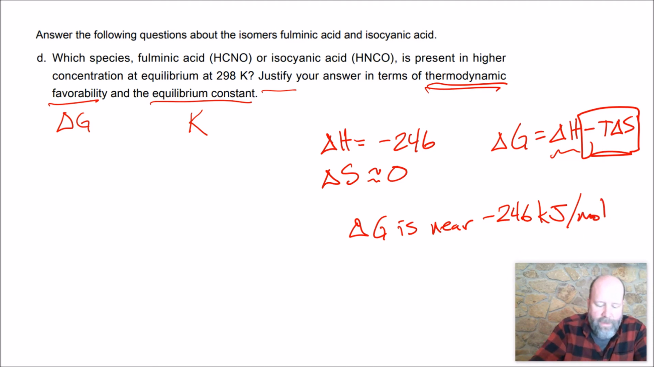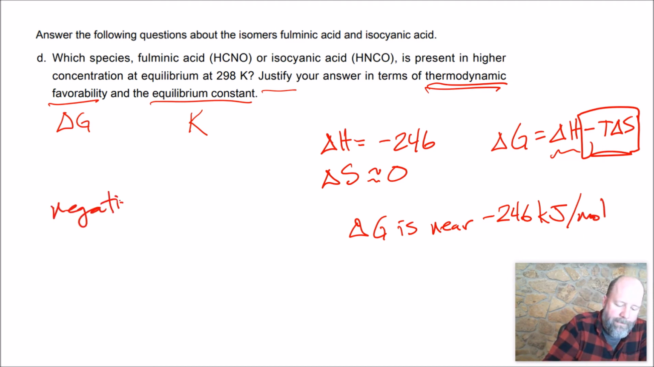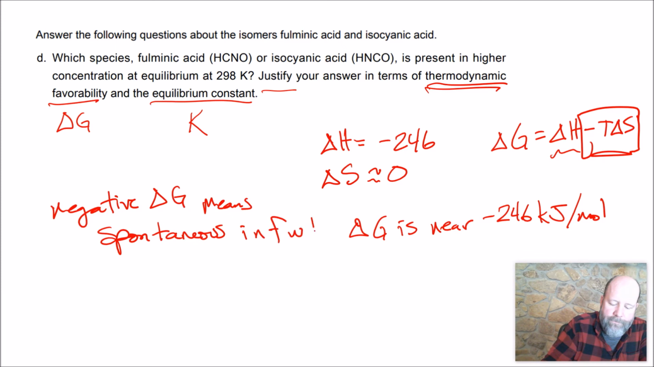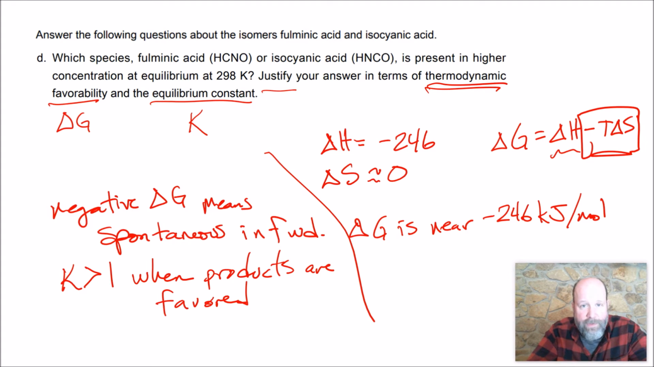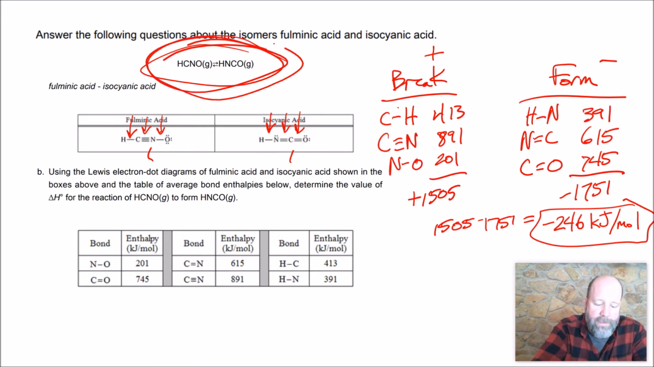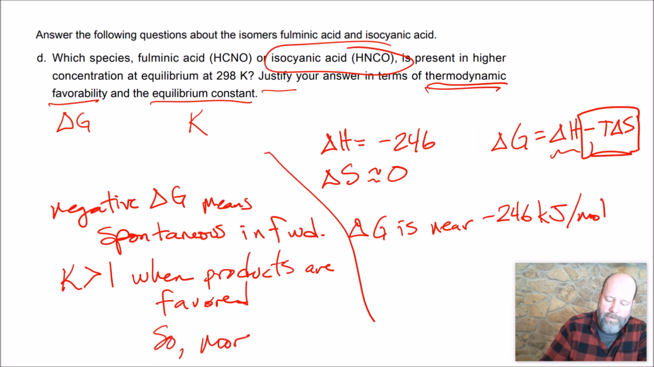So it's negative. Negative delta G means spontaneous in the forward direction, right? So that means it's going to shift everything towards the right. So negative delta G means that K is greater than 1, which means we're getting more product. We're going to be more towards the right. So you go back to your original reaction, this guy again, and who's on the right? It's the HNCO. So more HNCO at equilibrium.